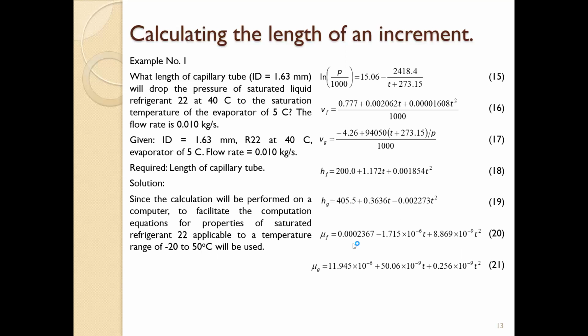Mu sub F is equal to 0.000237 minus 1.715 times 10 to the -6 T plus 8.869 times 10 to the -5 T squared. Lahat yan degree C. Bakit? Kasi nga, small letter, tapos tinagdagan ng 273. Mu sub G is equal to 11.945 times 10 to the -6 plus 50.06 times 10 to the -9 T plus 0.256 times 10 to the -9 T squared.